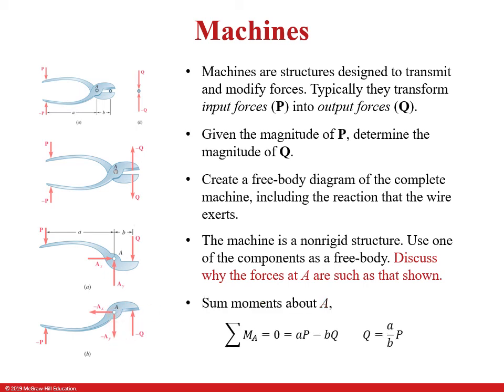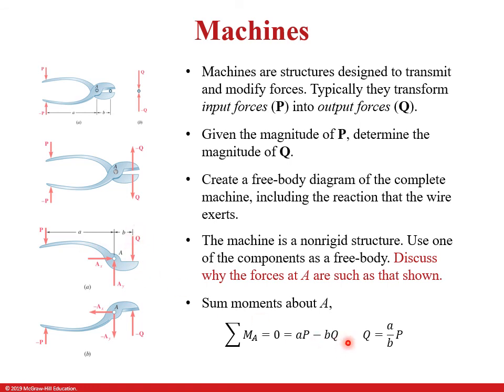So if you do the sum of the moments about A, you can actually figure out this very simple relationship. This is kind of neat, actually. So the sum of the moments about A is 0, right? We've got the distance A times the perpendicular force P, minus, this is counterclockwise, so that's counterclockwise positive, and this is clockwise, so it's negative, the distance B times the force Q, right?